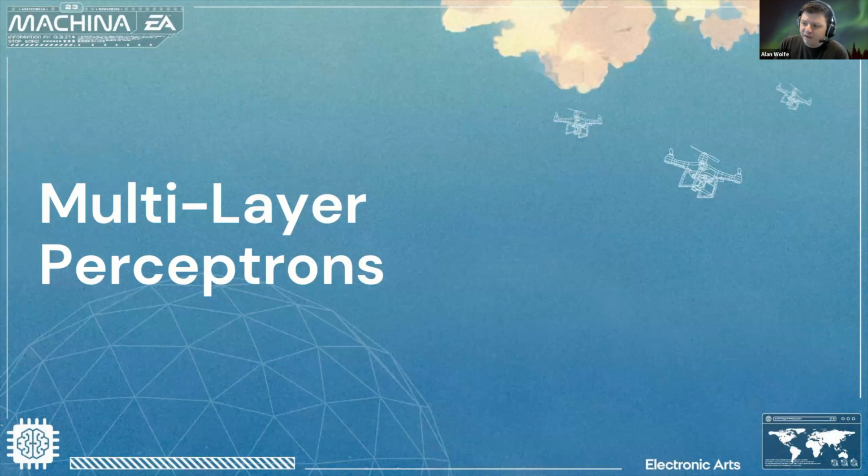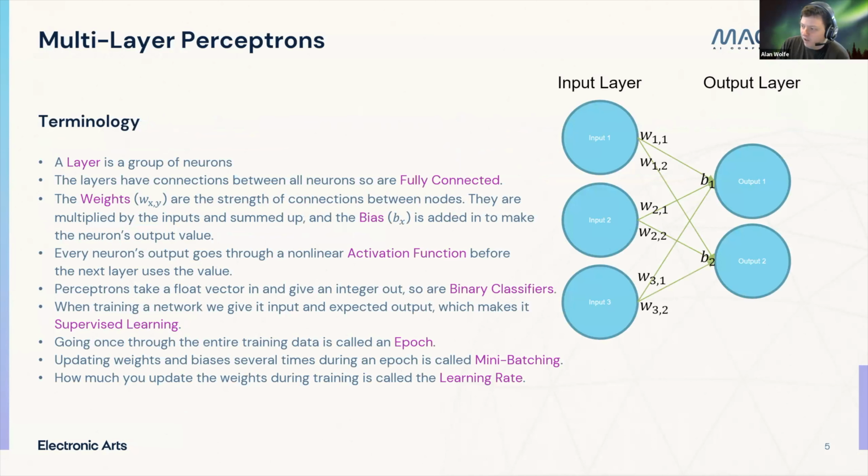Okay, so first up, let's talk about multi-layer perceptrons, aka vanilla neural networks or classical neural networks. So some terminology to start out is, if you look on the right, we have a neural network there, and it has 2 layers, a layer being just a group of neurons. There's the input layer on the left and the output layer on the right. And each layer has connections between all neurons in both layers. And so that means that it's fully connected.